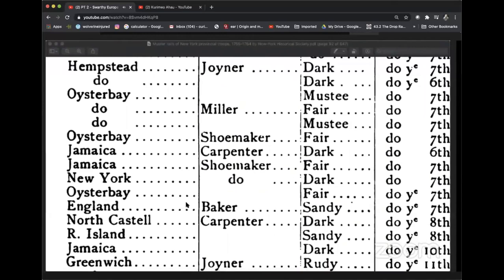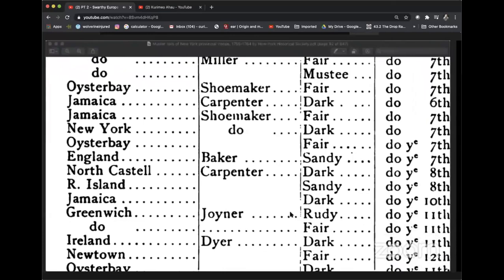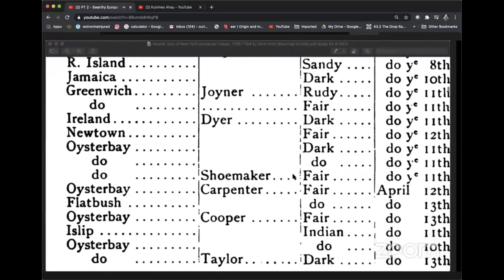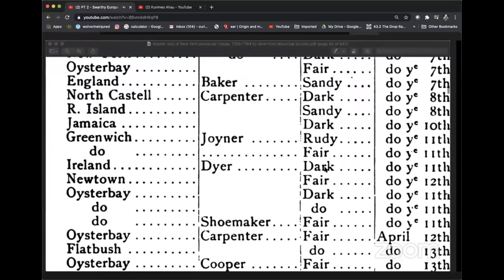North Castle, dark. Greenwich, ruddy. Ireland, dark. There we go. Boom. An Irish dark. It's a long list. You can go through the whole thing. I found a bunch of them earlier. That's why I wasn't sure everybody. So I just want to show that it's in here. A dark skin Irish, correlating with the Jacobite dark skin and all that.